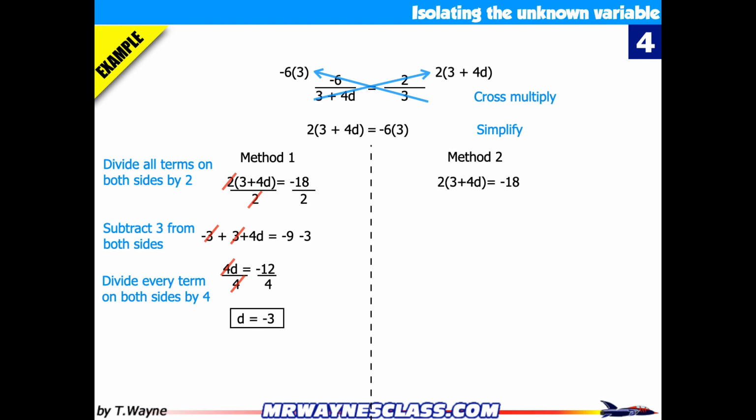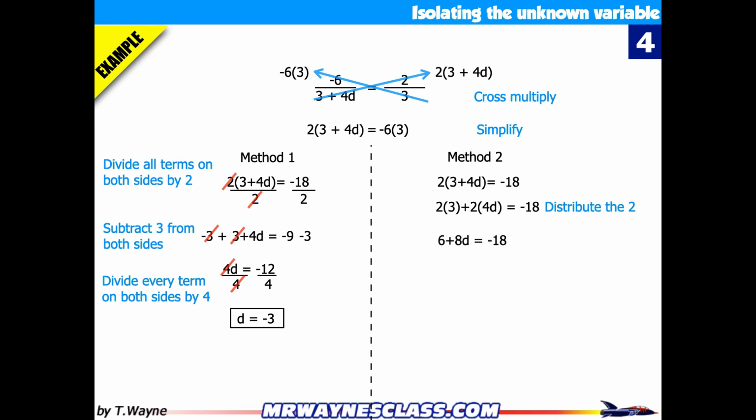Let's look at the next approach. It's called method 2, but really it's just another approach. So 2 times, in parentheses, 3 plus 4d equals negative 18. What I'm going to do is distribute the 2. When I distribute the 2, it means multiply every term in the parentheses by 2. So one term is 3, the other term is 4d. So 2 times 3 plus 2 times 4d equals negative 18.